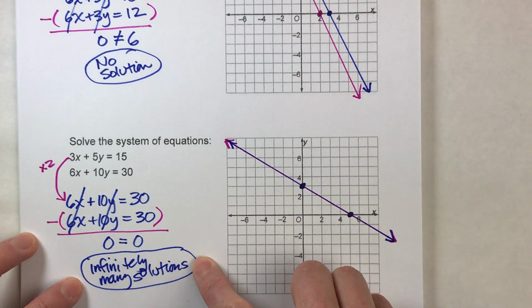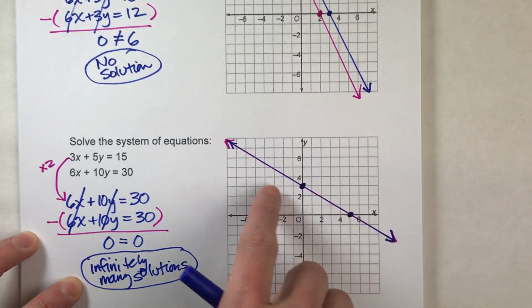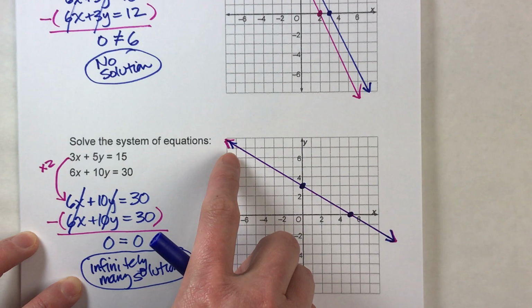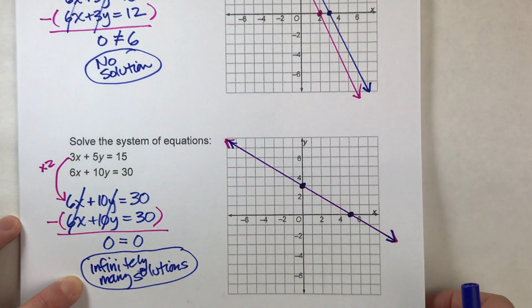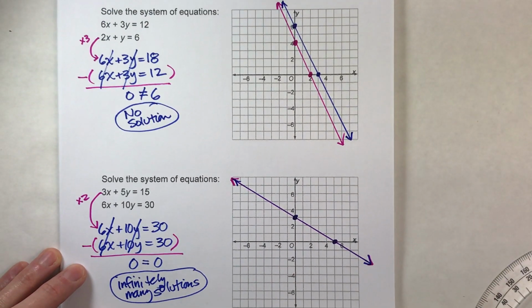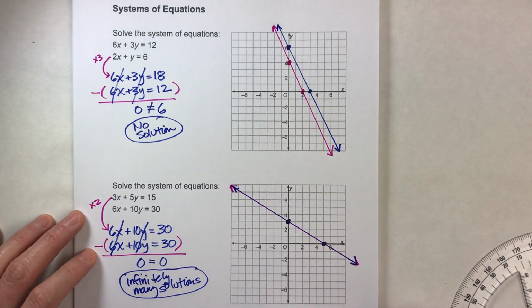And that's what infinitely many solutions looks like on a graph. The lines are on top of each other. So everywhere the line is, it's an intersection point with the other line. All right? So that is what infinitely many solutions and no solutions look like algebraically and on a graph.